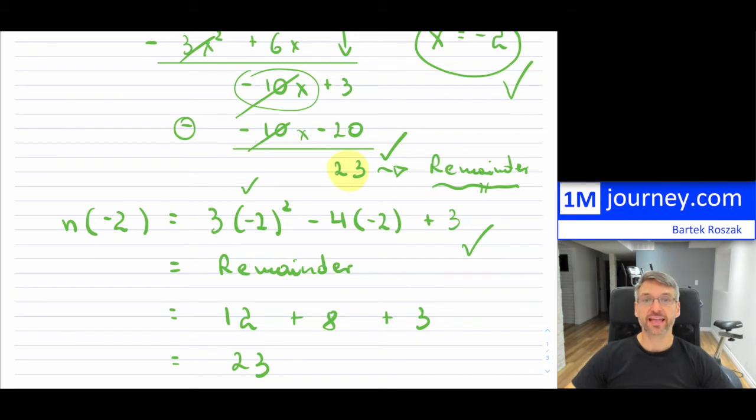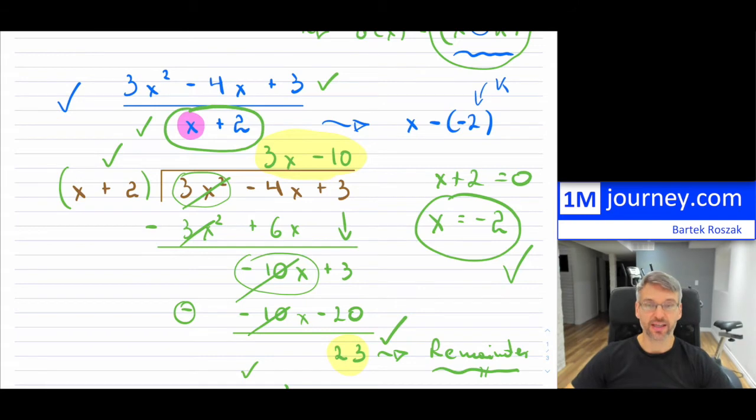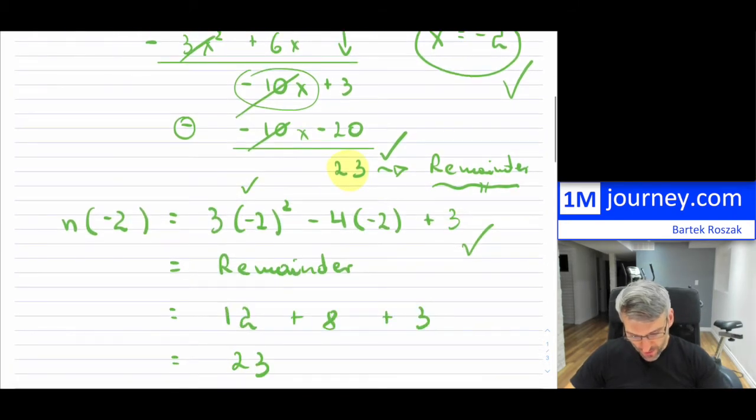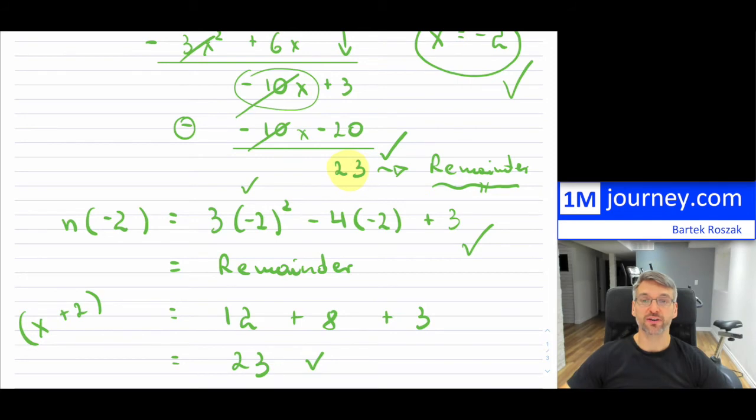Now, where is this remainder theorem handy? Well, it's really handy to see if your denominator, where it is in the form of x minus k, or x plus or minus some number, is a factor of the numerator. So here our remainder was 23. What this tells us is that x plus 2 is not a factor of that numerator. So it doesn't go into it.